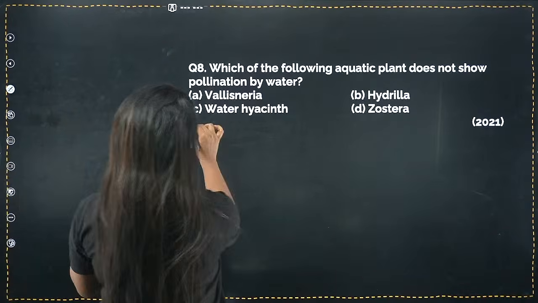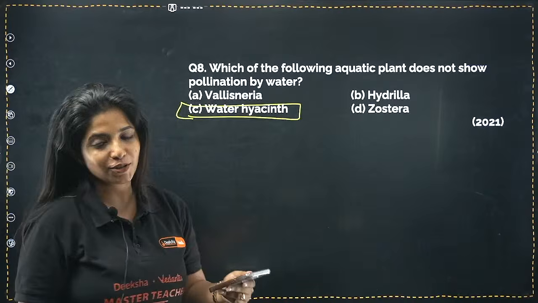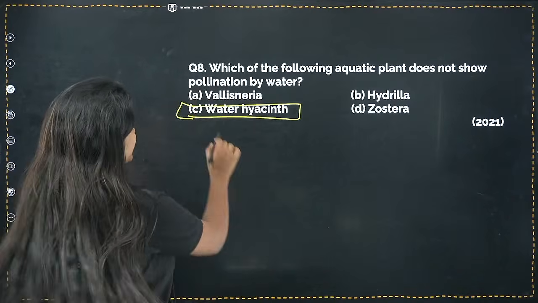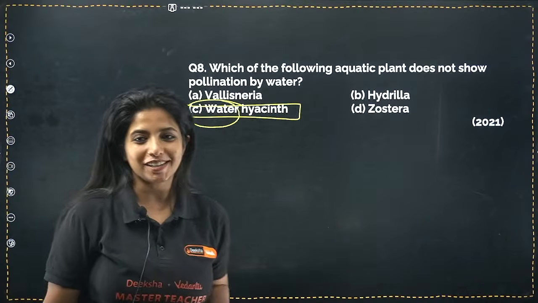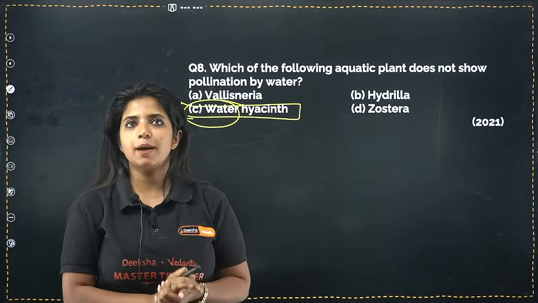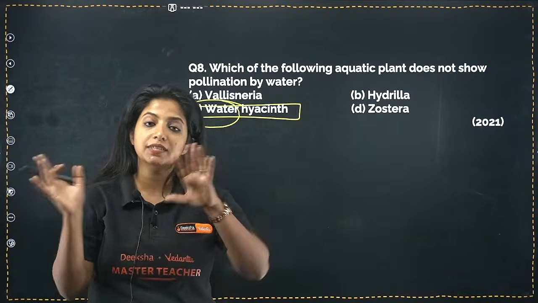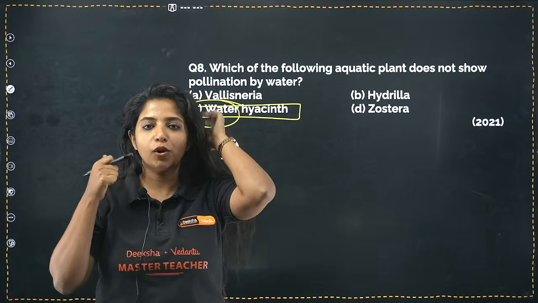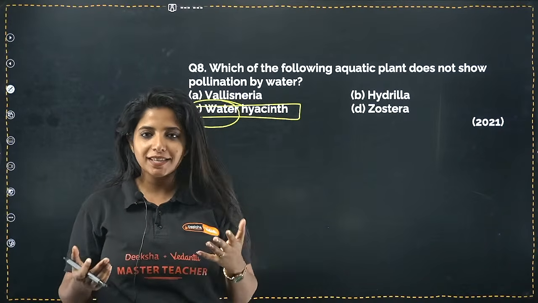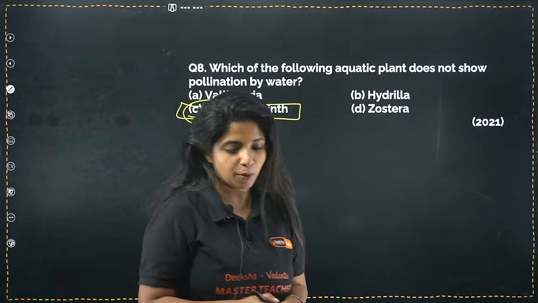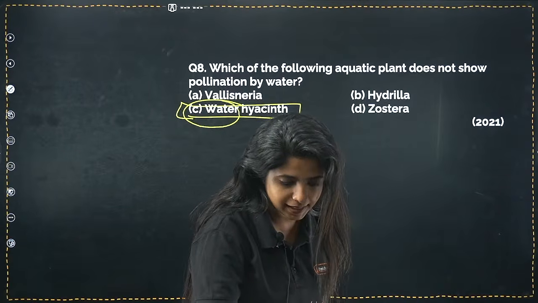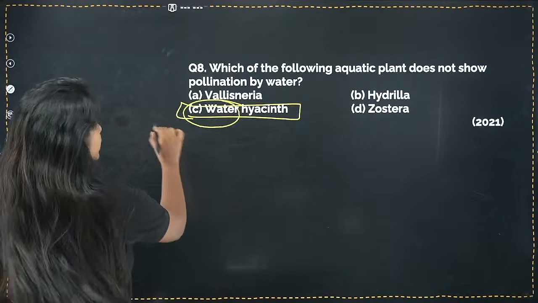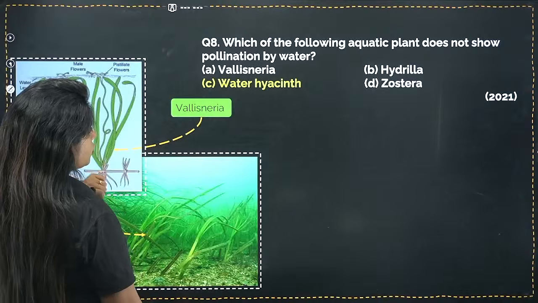So C is basically water hyacinth. Yes, that is the answer. Even though it has the term water in it, it does not undergo water pollination. Mostly, wind pollination or insect pollination happens. In the case of water lotus, water lily, water hyacinth, they do not show water pollination. So over here, C is going to be your answer for this particular question.